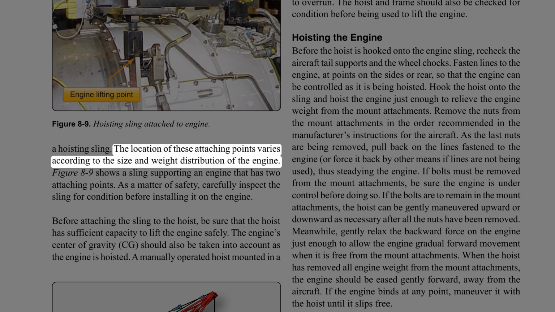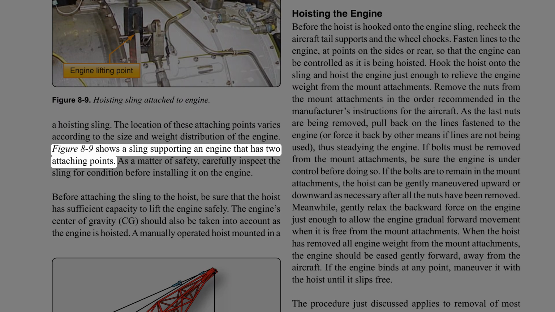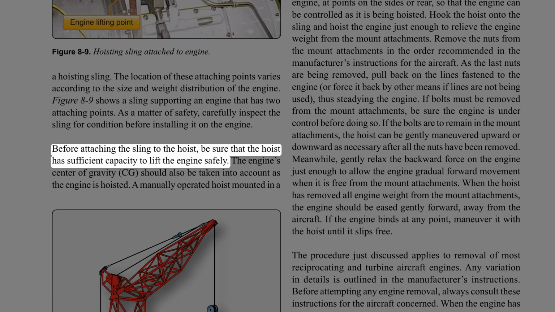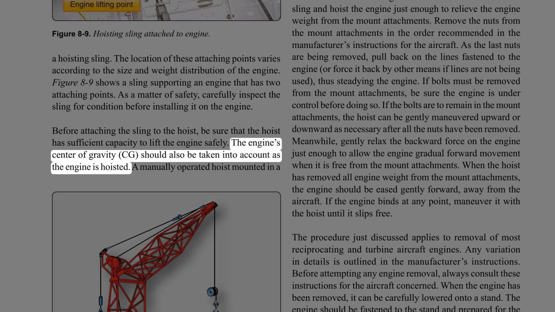The location of these attaching points varies according to the size and weight distribution of the engine. Figure 8-9 shows a sling supporting an engine that has 2 attaching points. As a matter of safety, carefully inspect the sling for condition before installing it on the engine. Before attaching the sling to the hoist, be sure that the hoist has sufficient capacity to lift the engine safely. The engine's center of gravity, CG, should also be taken into account as the engine is hoisted.